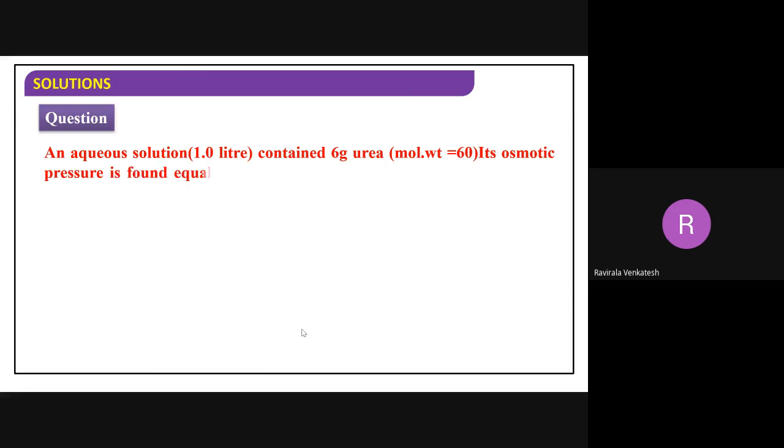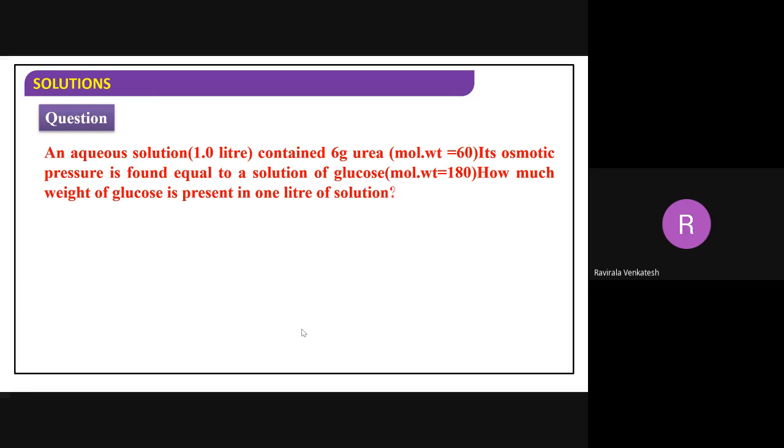No doubts? Now let me take this last question. We'll discuss only the last question, after that we'll finish this one. An aqueous solution of 1 liter volume is given, containing 6 grams of urea. So osmotic pressure is found equal to a solution of glucose. How much weight of glucose is present in the 1 liter of solution?